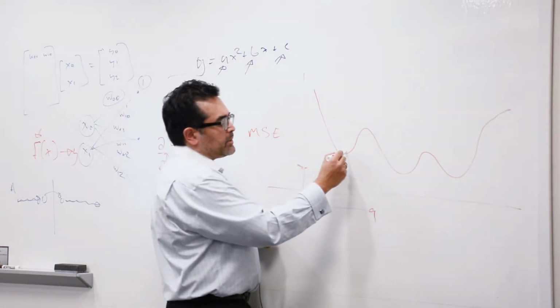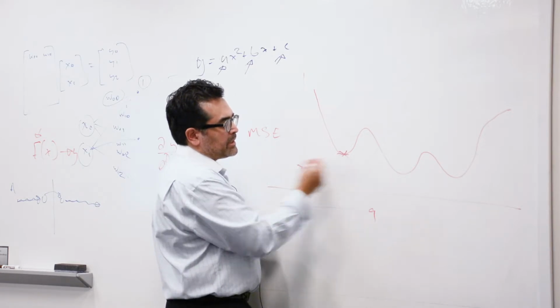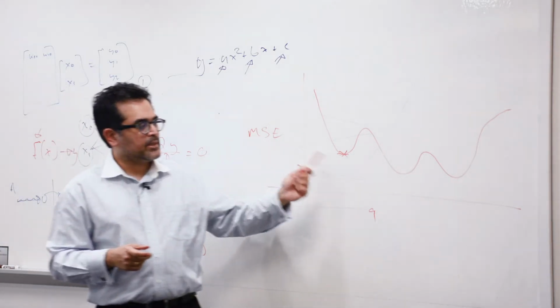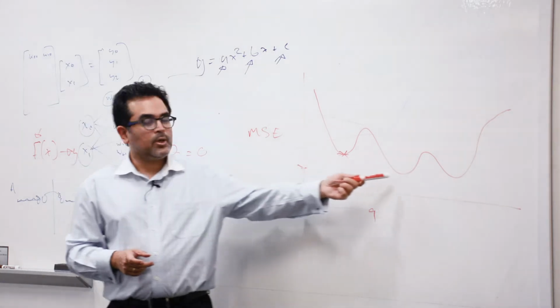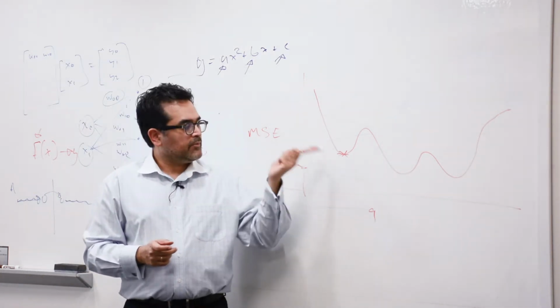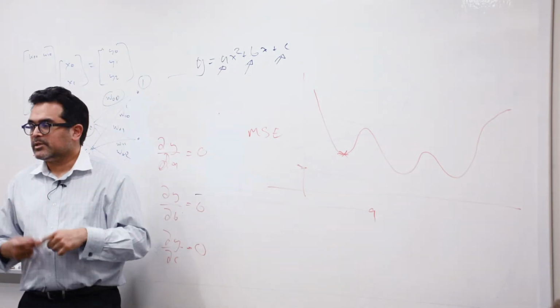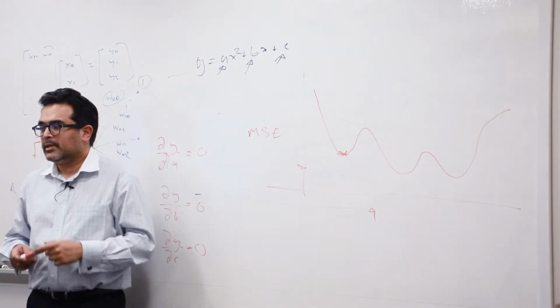if I end up here, based on the backpropagation algorithm, I'm stuck there. It means that that is a minimum, but clearly that's not the best answer, because the best answer is down there. That'll give me an even lower MSE. So the backpropagation algorithm will give you a minima for the MSE.